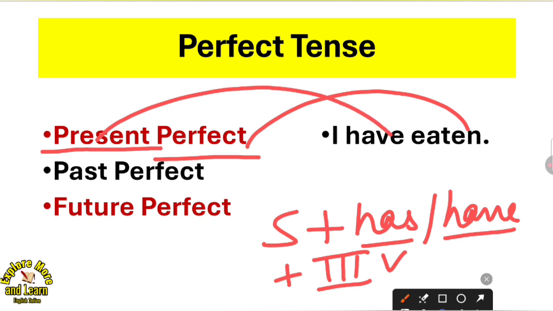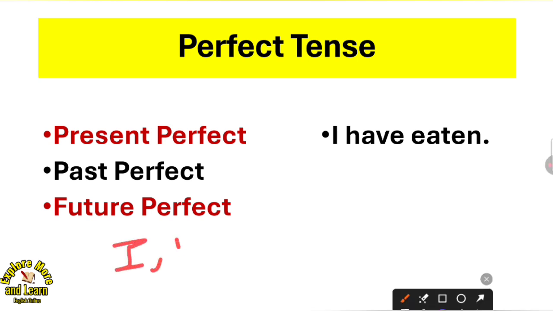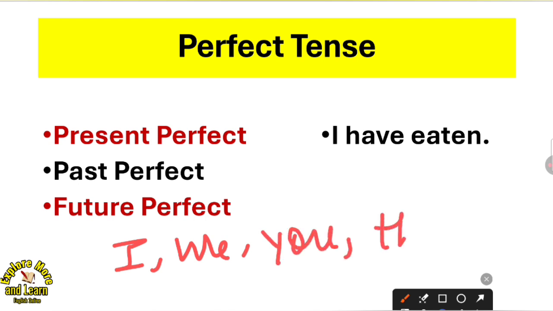Suppose it is he, then you will say he has eaten. She has eaten. We have eaten, you have eaten. So just remember the plural pronouns. Most of the times they are I, we, you, and they. So whatever rule we follow for we, we follow for you and they as well. Okay, most of the times.